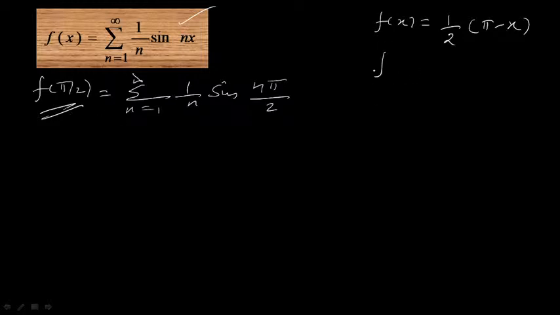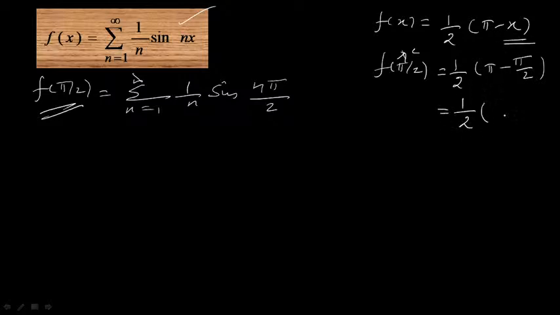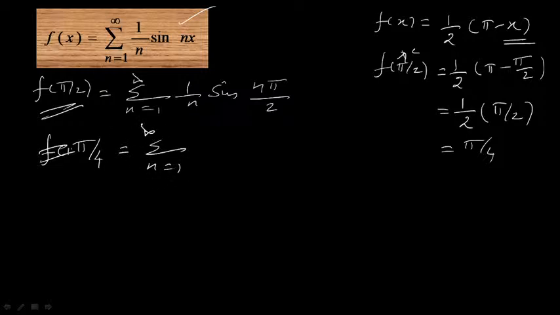If we replace x by pi by 2, since it is a continuous point, you can replace this value directly. So that is 1 over 2 pi minus pi by 2. In the function, you just replace the value of x by pi by 2, that's enough. That is 1 over 2 pi minus pi by 2, which is nothing but pi by 2 itself. Multiplied by 1 by 2, that is pi by 4. So the value of the function f of x at x equal to pi by 2 is pi by 4. Okay. So next, sigma n is equal to 1 to infinity 1 over n sine n pi by 2.